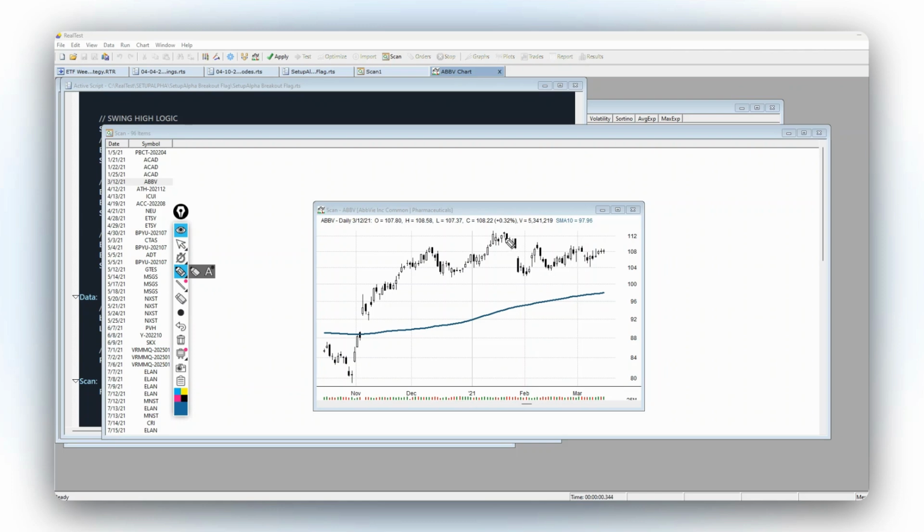In this video, I'll show you how to build a flag pattern scanner in just a few minutes using RealTest. This flag pattern is well known among top traders like Mark Minervini and Christian Kullamägi.